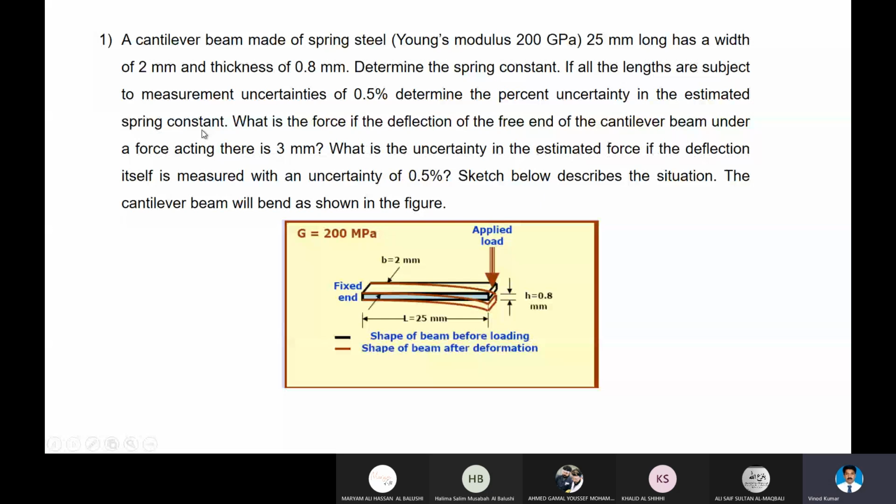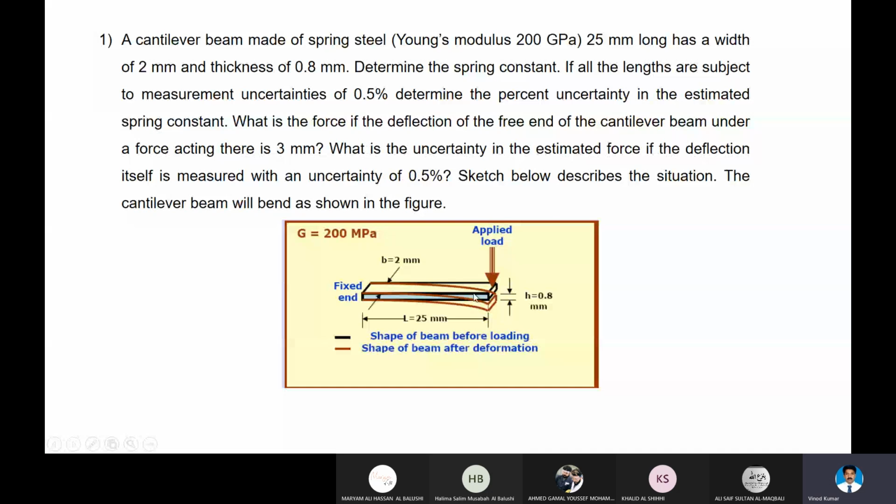What is the spring constant? What is the force if the deflection here, if it deflects 3 millimeter downwards, what is the force applied? And what is the error uncertainty in the force measurement? This is the question. The question is that clear to you?